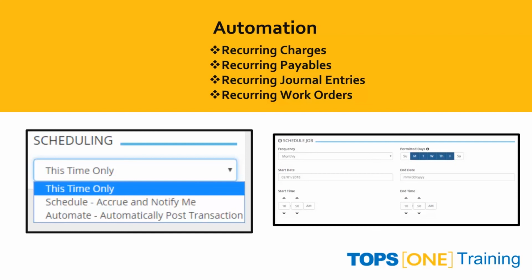schedule to accrue and notify you when the process is finished. Accruing is simply half the process, most of the time. It will also need to be posted by you manually if this selection is made. Automate will automatically post the transaction after accruing, completing the job in a totally automated fashion. You can also go in and take a look at each automated job and edit as necessary.